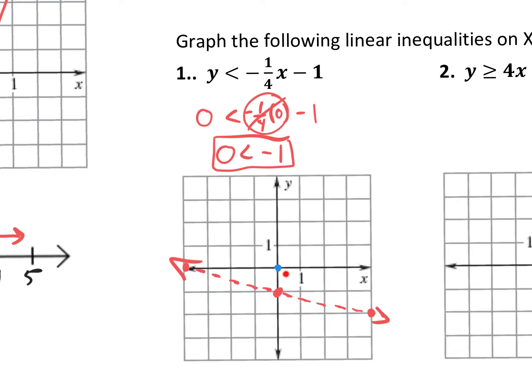Where are your answers at? They must be on the other side of the line. So you would shade in this side down here. All the answers are below this red dotted line. And that's how you shade, by testing a point or testing points.